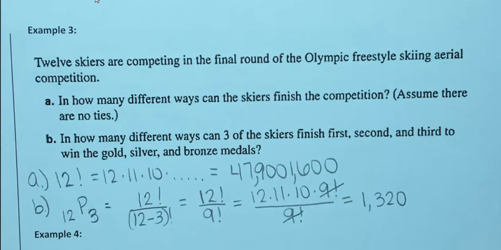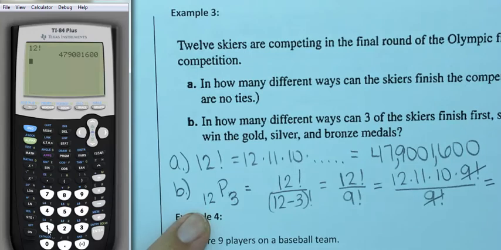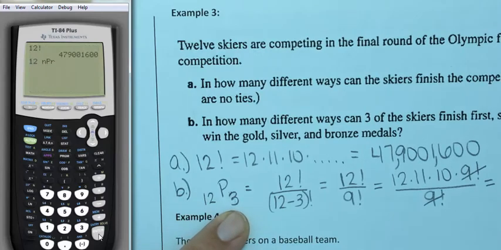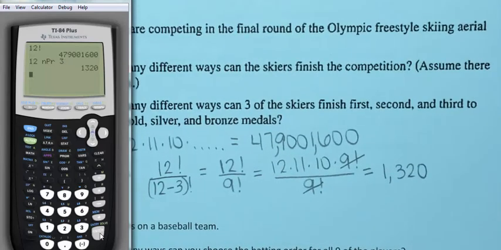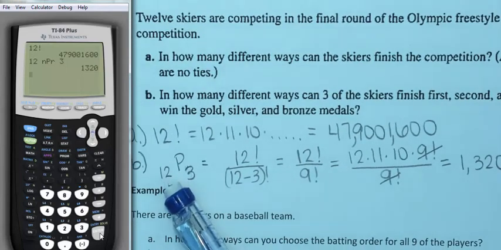The other way we can do it is on our calculator. You'd have to type 12 first. Then you go to math, probability, number 2, and then type in the second part, which is 3. Press enter. I get the exact same number. So two ways of doing this. It's good to be able to simplify these things, but it's also good to be able to use your calculator quickly.